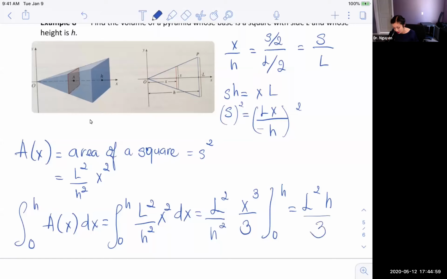Okay, it's actually h cubed over h squared. I just simplified it. So that's how I got L squared h over 3.